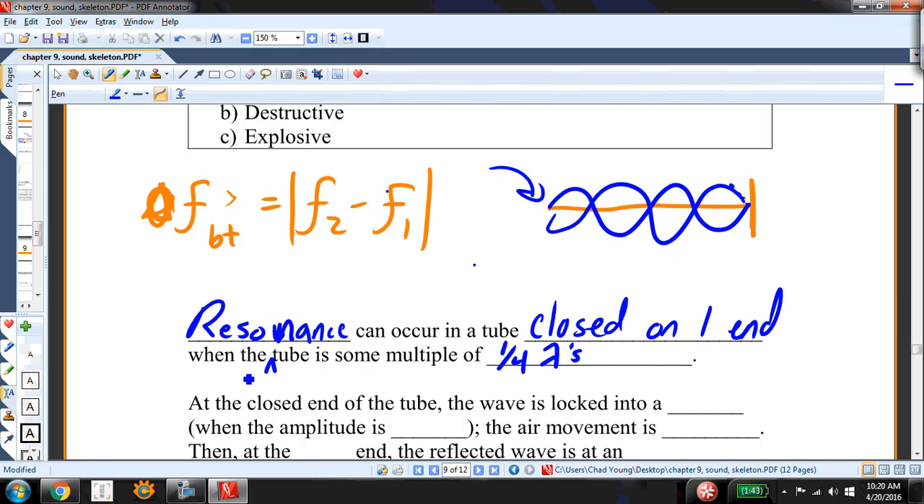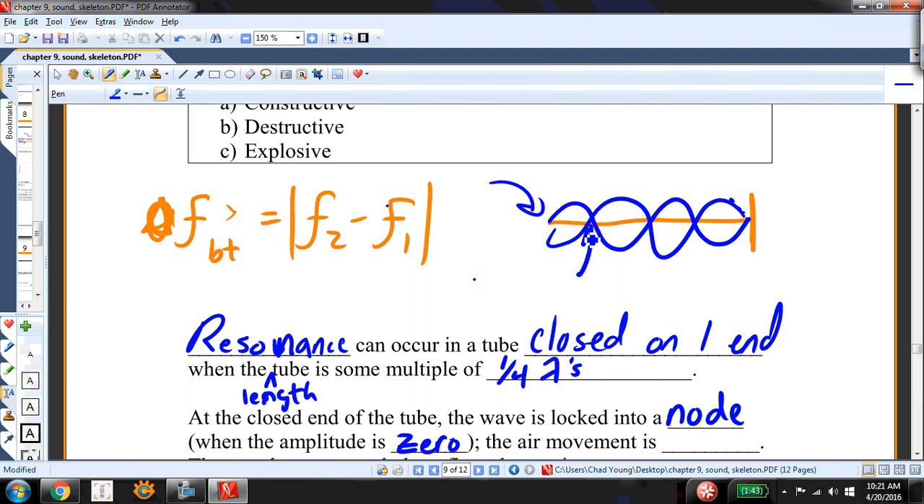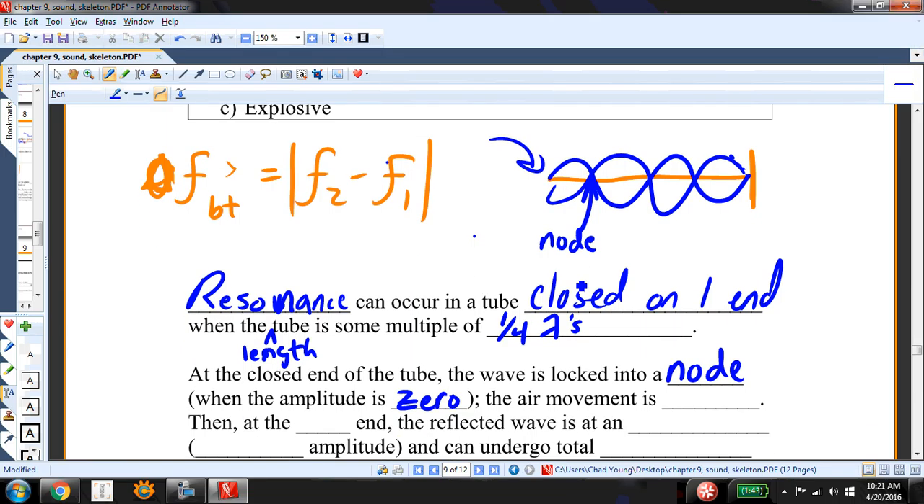So what I'm talking about here is the actual length of the tube. At the closed end of the tube, the wave is locked into a node. And that is when the amplitude is 0. So for example, these points are called nodes, when the wave is locked into an amplitude of 0. The air movement there is halted.